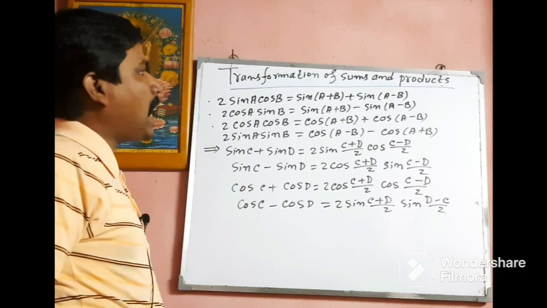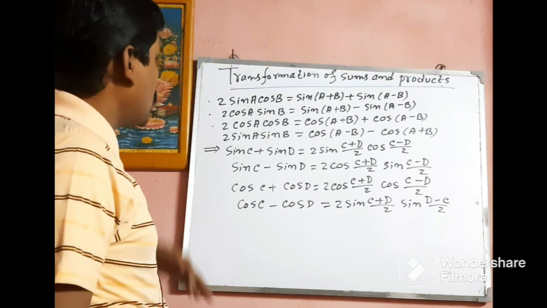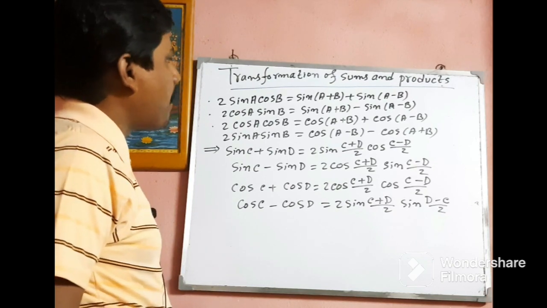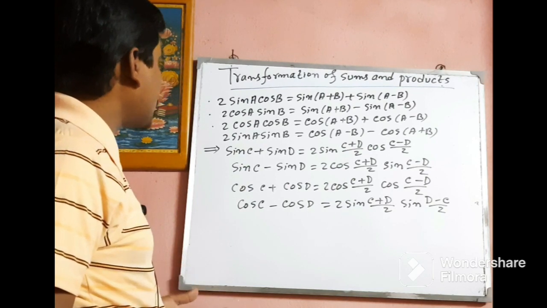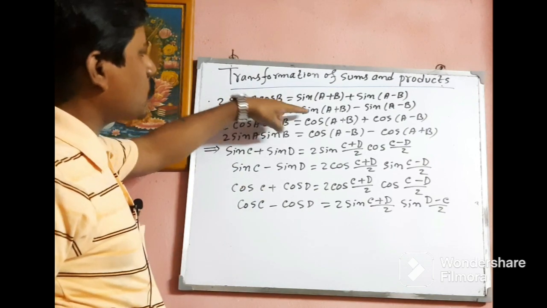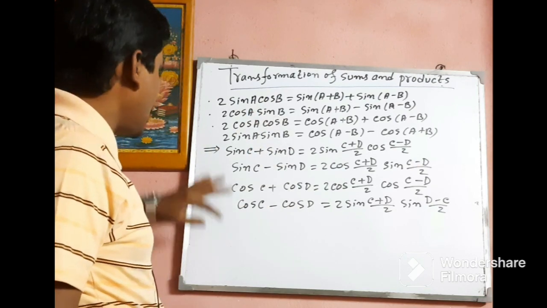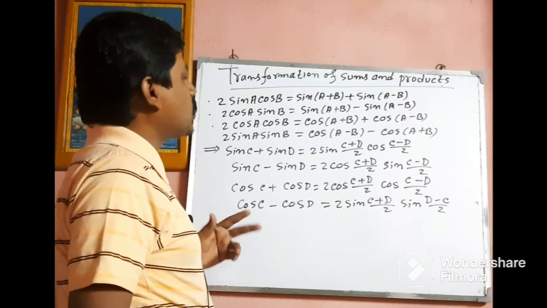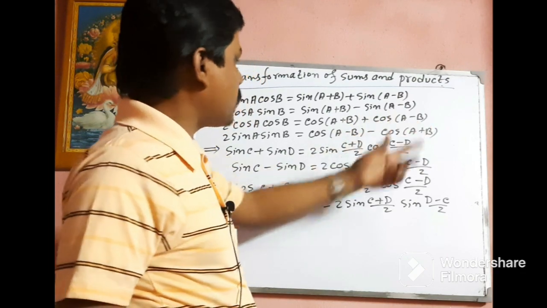The transformation of sum and products. This formula is 2 sin A cos B. I repeat, 2 sin A cos B is equal to sin of A plus B plus sin A minus B. This is the first formula. Now the second formula is 2 cos A sin B is equal to sin of A plus B minus sin of A minus B. And the third law is 2 cos A cos B is equal to cos of A plus B plus cos of A minus B.